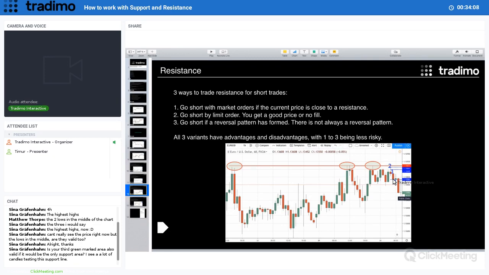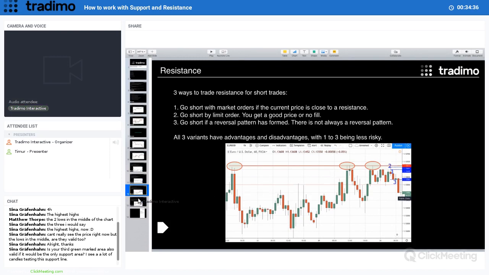And if you see this close to a resistance level, then of course you can go short with the very next period, with the very next candle here. And this is the most conservative one, less risk. And of course, for all of these three variations, the stop loss has to be above the resistance line. Yeah, this is pretty clear here.